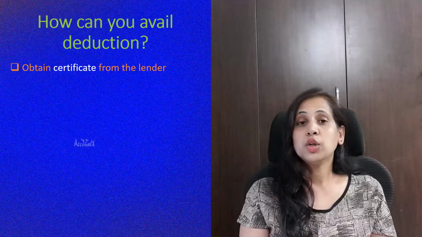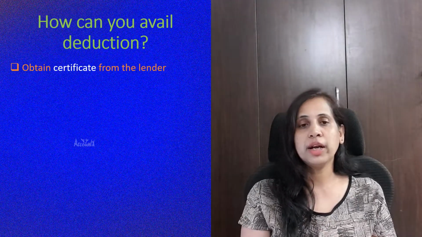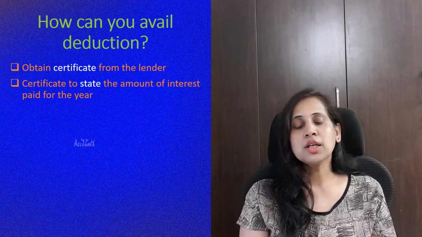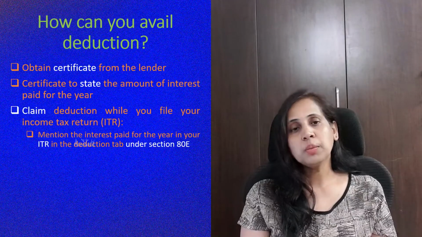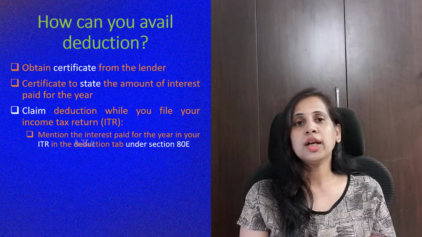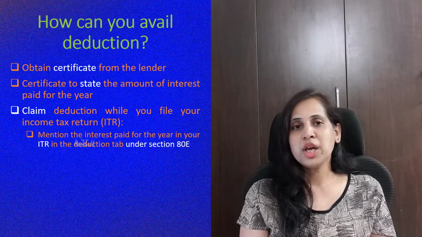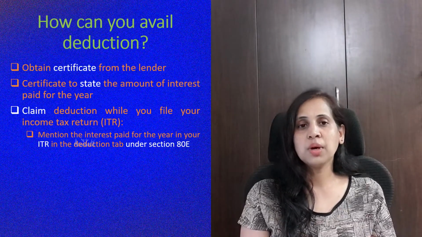Now that we have understood about this deduction, let's see how can you avail this deduction. You are required to obtain a certificate from the lender. Let's say you have availed loan from SBI, then SBI would give you a certificate. This certificate would state the amount of interest paid for the year. On the basis of this certificate, you can claim your deduction while you file your income tax return. You're just required to mention the interest paid for the year in the deduction tab under section 80E.